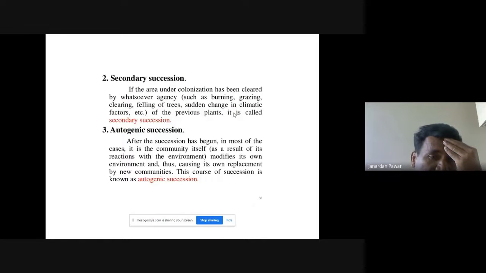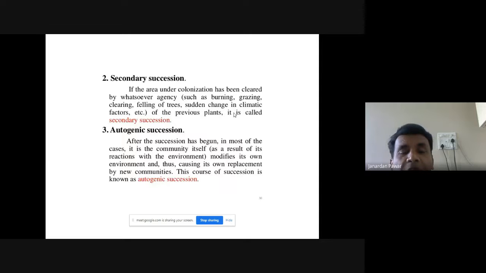Moving on to the next one, that is secondary succession. What do you mean by secondary succession? That I'm going to tell you. If the area under colonization has been cleared by whatsoever agency, such as burning, grazing, clearing, felling of trees, sudden change in climate factors, etc., of the previous plants, it is called secondary succession. So secondary depends totally upon the first or primary one. Secondary succession is the second part, or second generation, of primary succession.